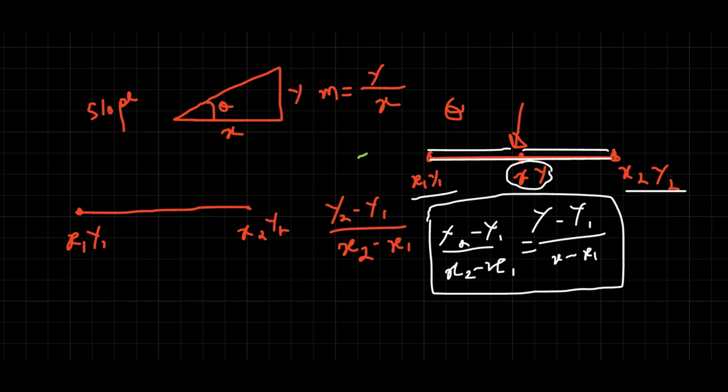Now, for each pair, we have to calculate the frequency of how many points lie on that line, and we have to return the maximum of this. I hope you understood the problem statement as well as the examples and the algorithm. Now let's move on to the code.